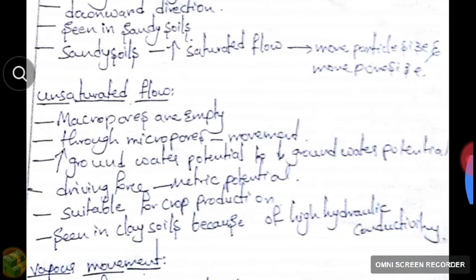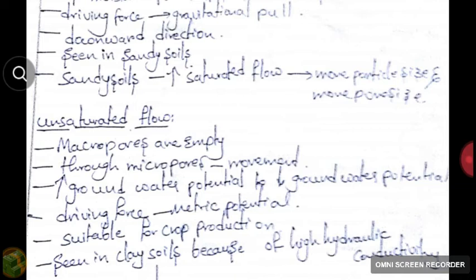Next, we will see about the unsaturated flow. In unsaturated flow, the macropores are empty. Movement of water occurs only through micropores. Here the driving force is matric potential.